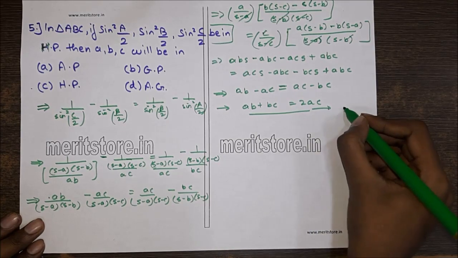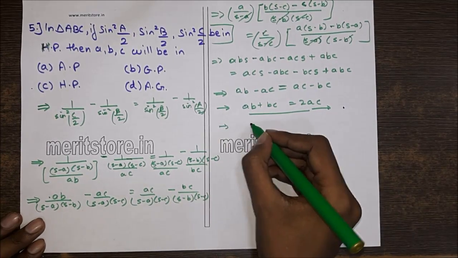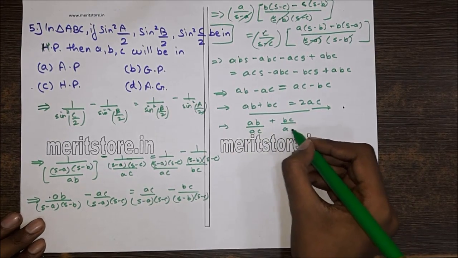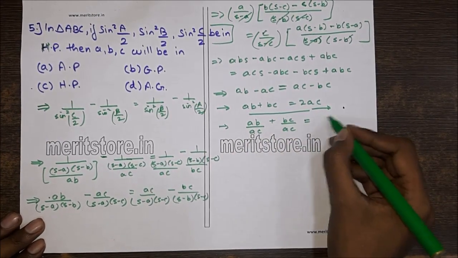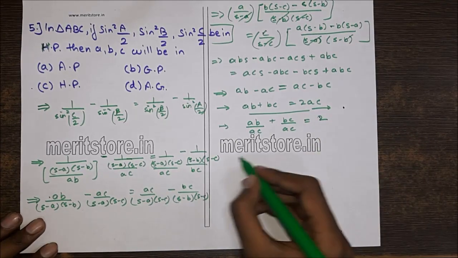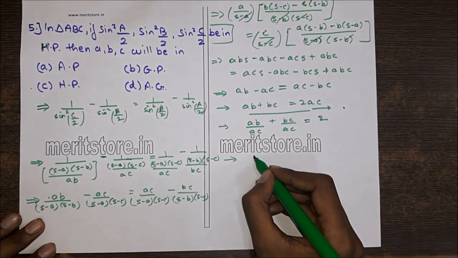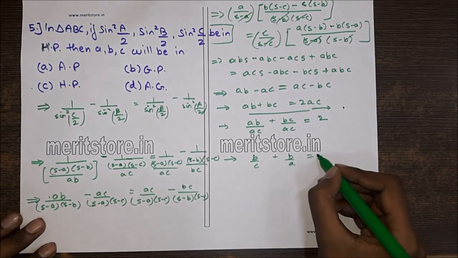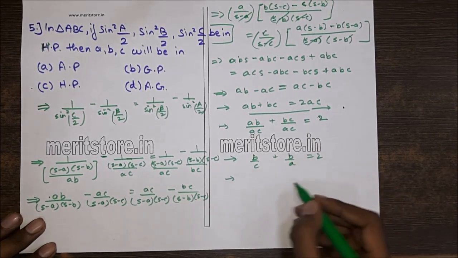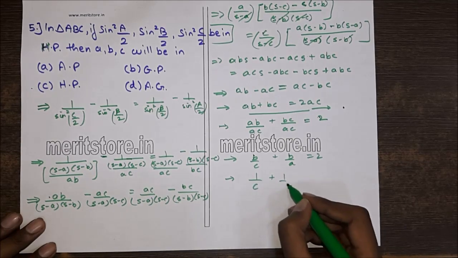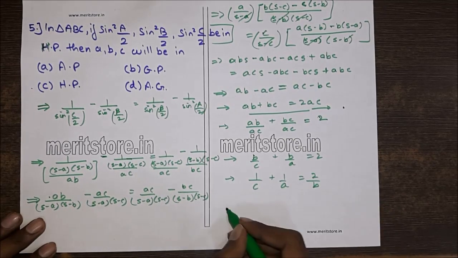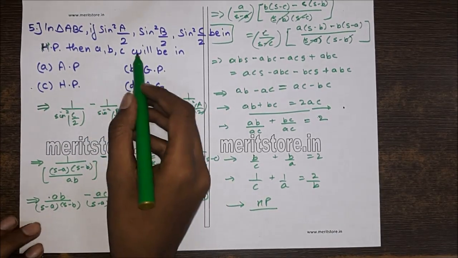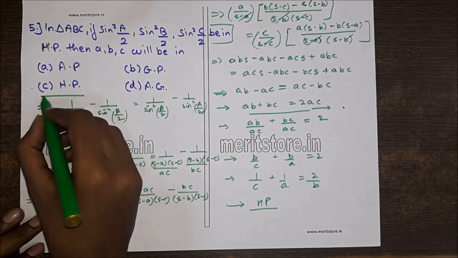Dividing throughout by ac, we get ab upon ac plus bc upon ac is equal to 2. So this gives b by c plus b by a equals 2. Now again dividing throughout by b, we get 1 by c plus 1 by a equals 2 by b, which is the condition for harmonic progression. So the sides a, b and c will be in harmonic progression, that is option C.